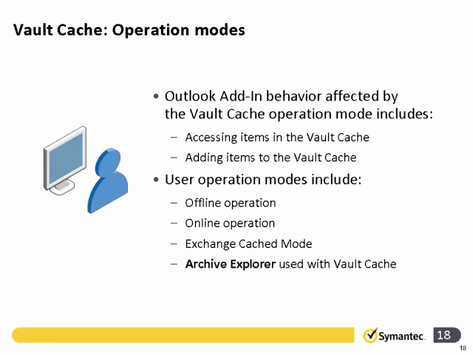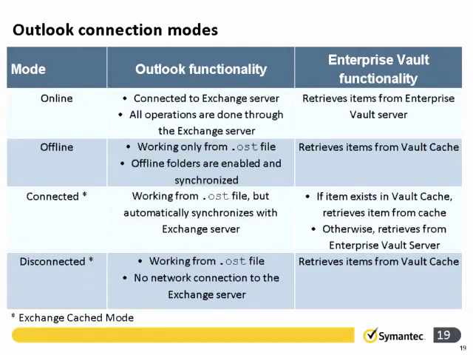Let's explain these operation modes in a little bit more detail. Here we have a table, and in this table you can see that if I am online, that implies that I'm connected to the Exchange server. Therefore all the operations will be done through the Exchange server for the Outlook client. However, for the Enterprise Vault functionality for your archived items, because if we're connected to the Exchange server the assumption is that we're also connected to the Enterprise Vault server, it will retrieve all the items from the Enterprise Vault server. If we are offline, I'll be working only from the offline file, the .ost file.